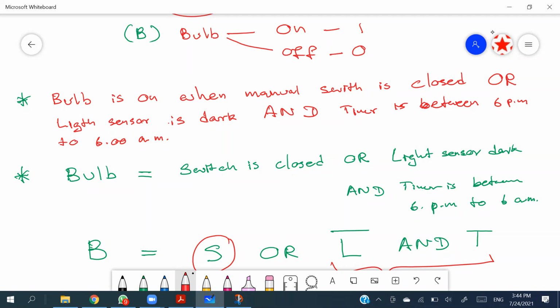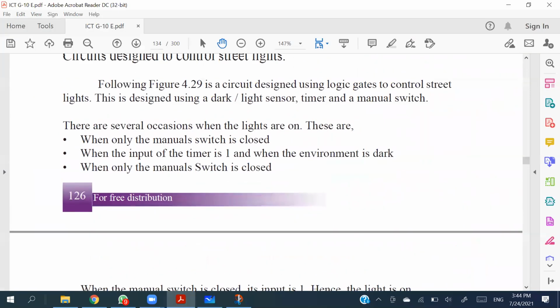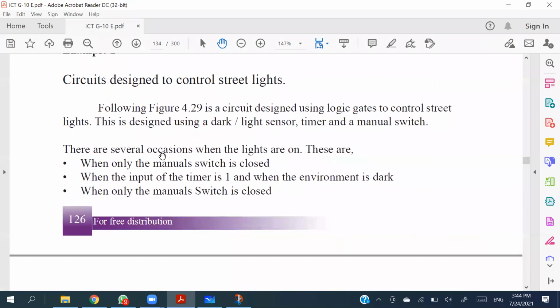Right, okay. Ravindu, in the question, in the book, they say there are several occasions when lights are on. See, several occasions when lights are on.